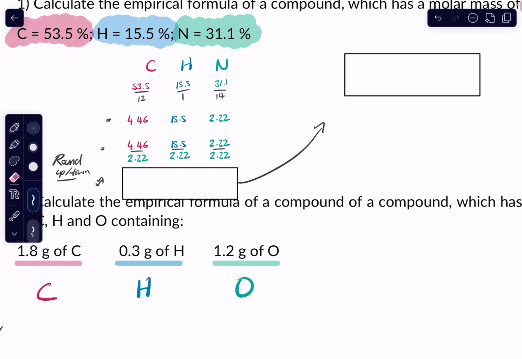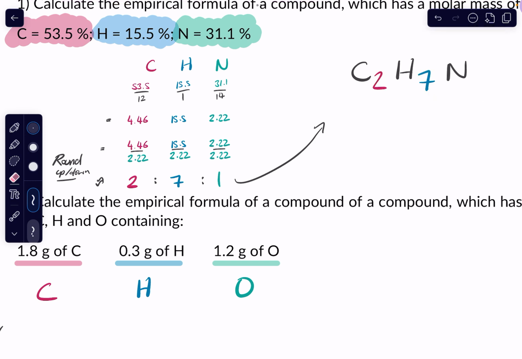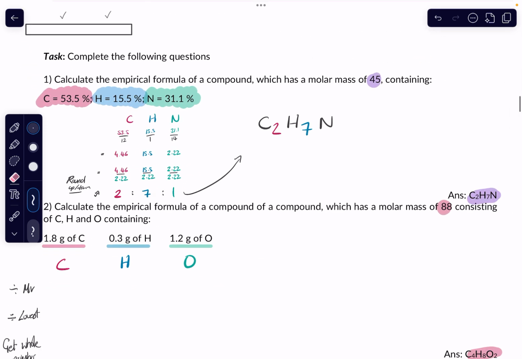When you put this in a calculator, you're then going to get close to whole numbers. And what I've done is I've rounded them up. So you'll see they're really, really close. And I get 2, then 7, then 1. Which means finally, I have C2, H7, N1. Which I'm going to write just like this. And then that is your empirical formula.